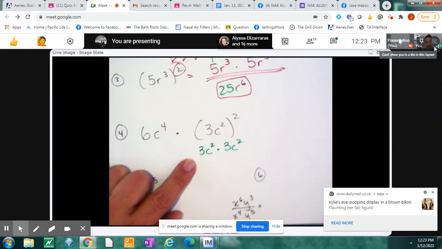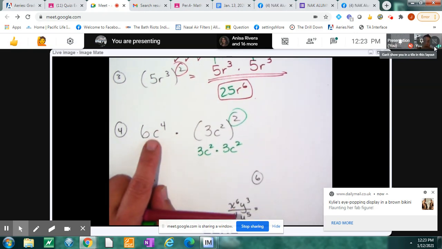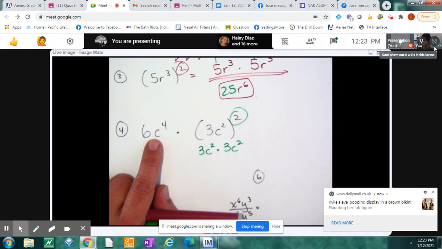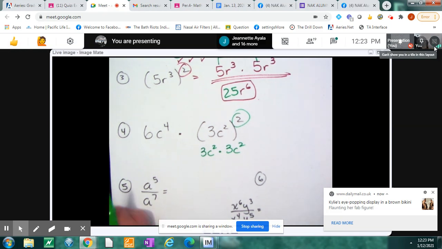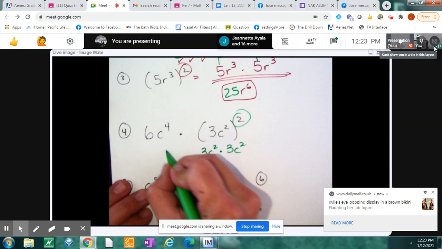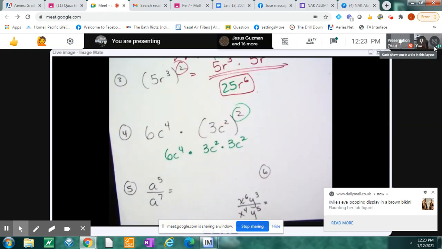All right, you see that? So this is RC to the second raised to the second. And then what do you think we're going to do with 6C to the power of F? Well, there's nothing to do with it. Just drop it down. Here we go. There you go. All right.